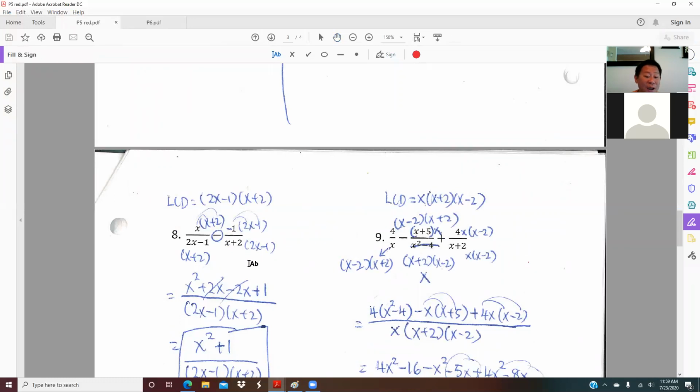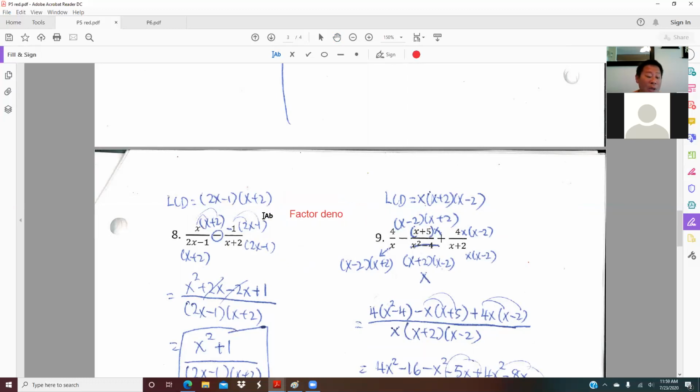And how do you find your LCD? You look at your denominator. What you do first is, if you can factor your denominator, you factor it. But unfortunately, these two denominators you cannot factor, and there is no common factor here. So your LCD will consist of these two binomials, 2x minus 1 and x plus 2.